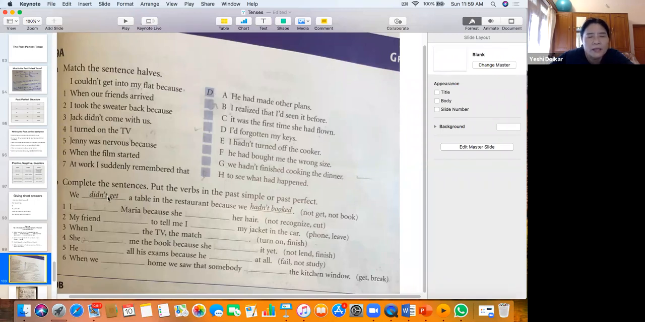This is in the simple past. This is one that had to happen before, but it did not happen. So this is in the past perfect tense.